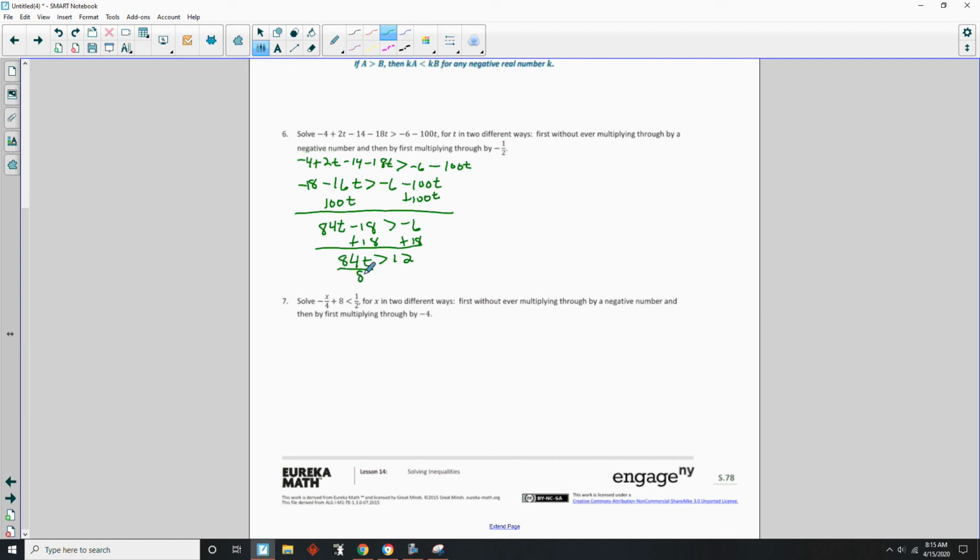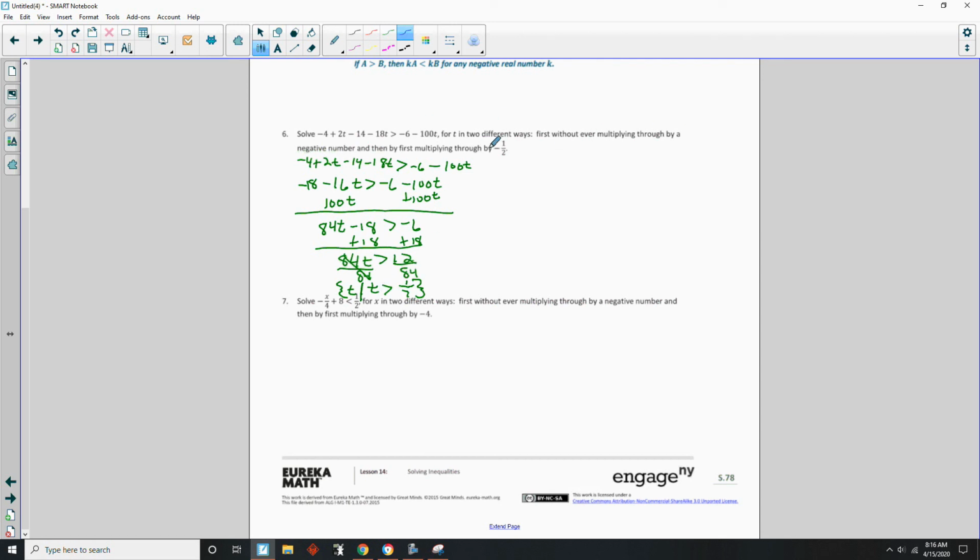Divide both sides by 84. Cancels. t is greater than 12. 84 goes into 12 one over 7 times, so it's 1 over 7. So t is greater than 1/7. If I put that in set builder notation, it would look like this: the set of all t such that t is greater than 1/7. Okay, so I solved that without ever multiplying by a negative.